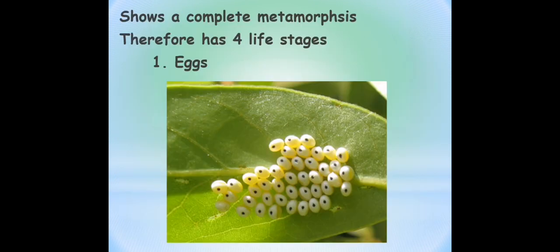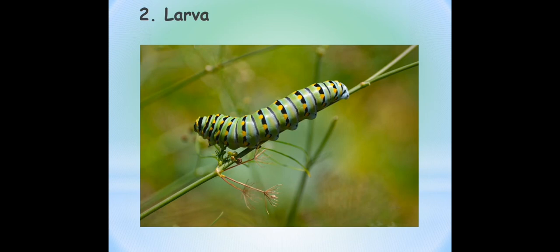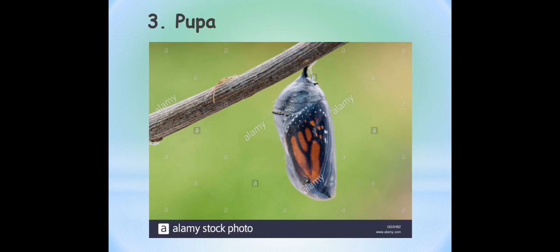Butterfly shows a complete metamorphosis. Therefore, it has four life stages. First one is the eggs. Here, these are butterfly eggs laid by a female butterfly on the undersides of plant leaves. Second stage is larva. You can see a butterfly larva here. Third stage is pupa. Here, the pupa is hanging on a stick. It is spending an inactive stage inside a cocoon.